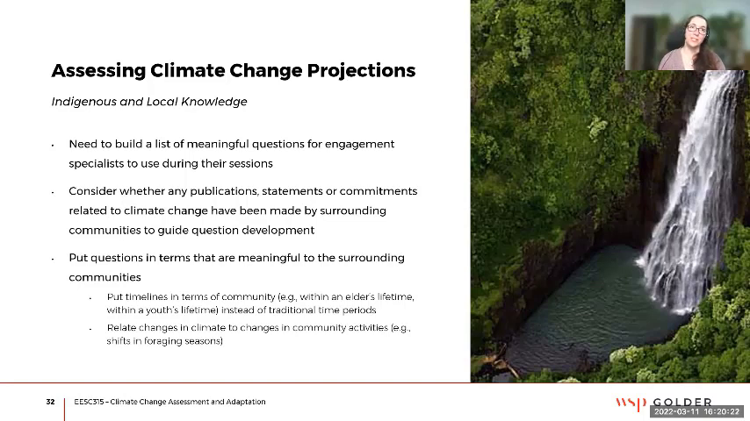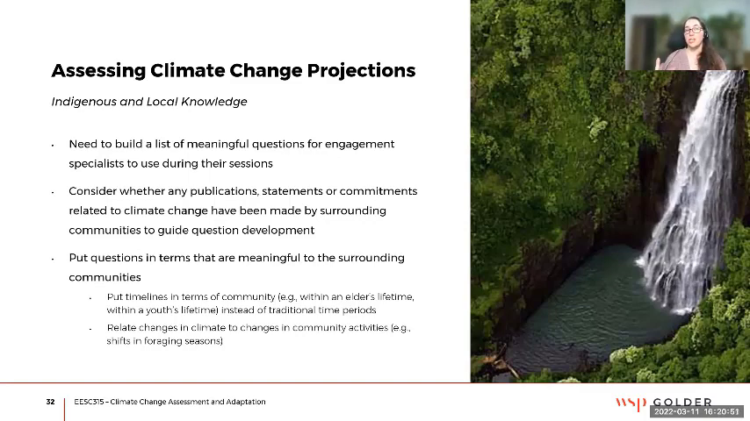But one of the biggest things you can do to make it meaningful is to put it in terms of the surrounding communities. So when you're talking about the timelines of climate change, you're not going to use science words like midterm and end of century. You're going to say, is this something that has been experienced within an elder's lifetime, or has this been experienced within a youth's lifetime in the community? It's just changing your focus to be more community-centric.